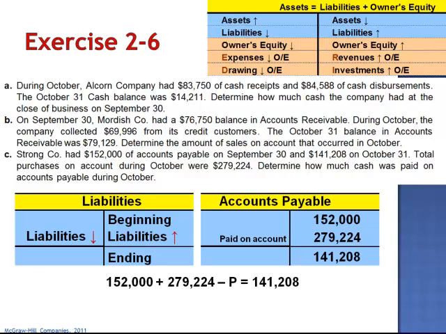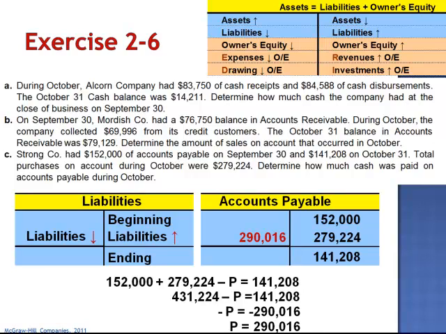Our equation becomes $152,000 plus $279,224 minus P, the payments on account, equals $141,208. When we combine the $152,000 and the $279,224, we have $431,224 minus P equals $141,208. When we subtract $431,224 from each side, we have negative P equals negative $290,016. P equals $290,016. The amount of payments on account were $290,016.